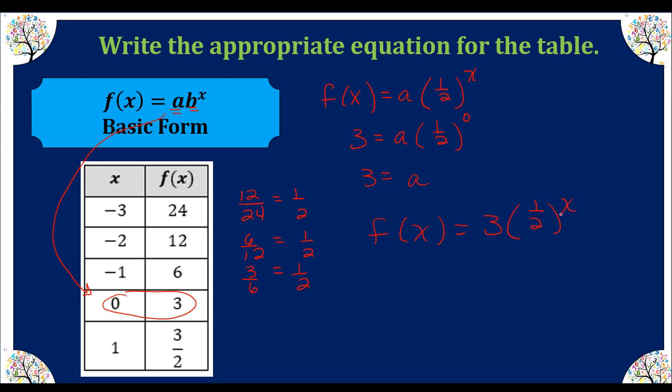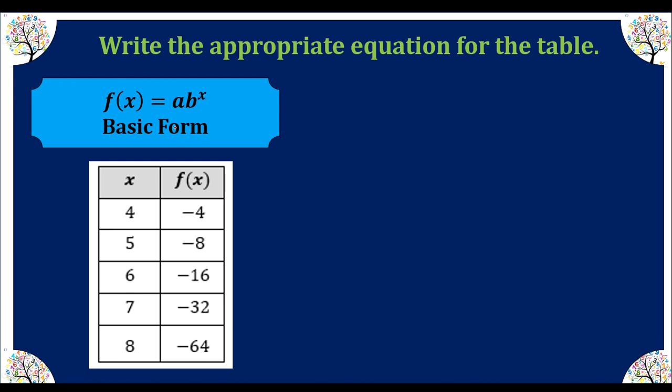Okay, let's take a look at, here's a function table. Our x's are in order. This time we are not given the a value, but we know what to do. We'll just plug in a point. So let's find the b value. So -8 over -4, -16 over -8, -32 over -16, and so forth. That does give us 2 all the way down, and we could keep going. So my b value is 2.